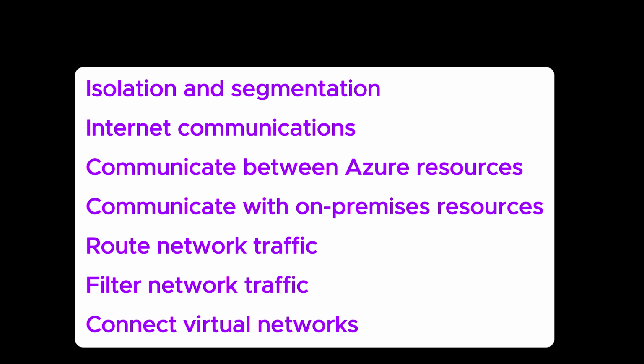Okay, the sixth one is filtering network traffic. Azure virtual networks enable you to filter traffic between subnets by using the following approaches. First approach is network security groups, which are Azure resources that can contain multiple inbound and outbound security rules. You can define these rules to allow or block traffic based on factors such as source and destination IP address, port, and protocol.